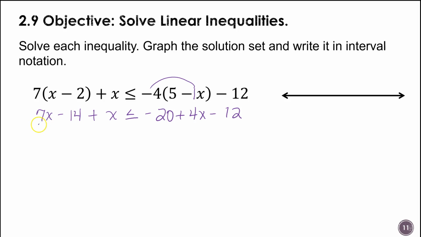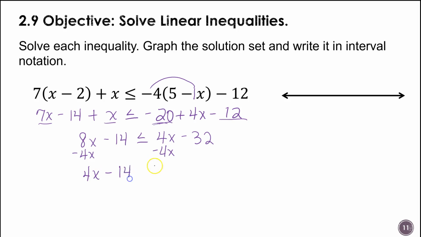Now we're going to have like terms on this side, so that's an 8x minus 14 is less than or equal to 4x. And now I'm going to combine -20 and -12, which is -32. And so we'll subtract the 4x on both sides and bring down what's left. Add the 14 on both sides. So 4x is less than or equal to, let's see, -18, I believe.